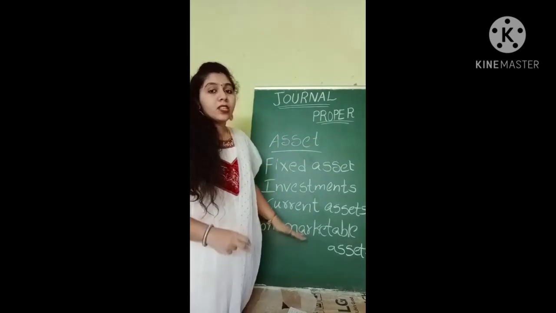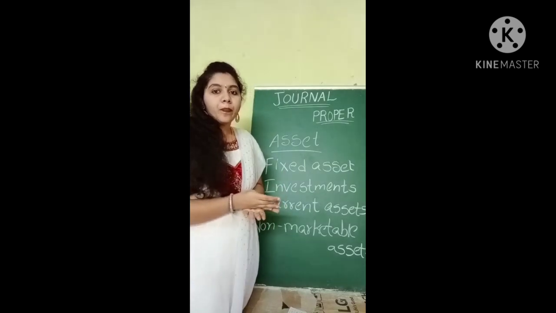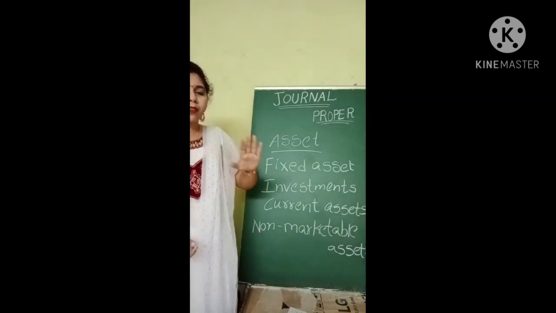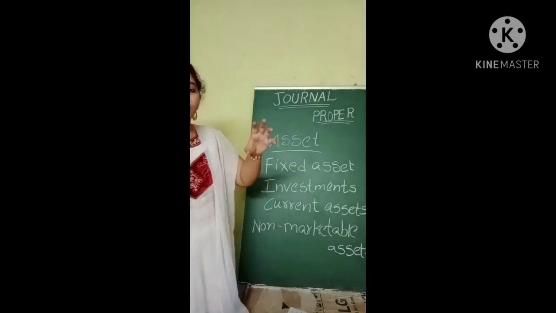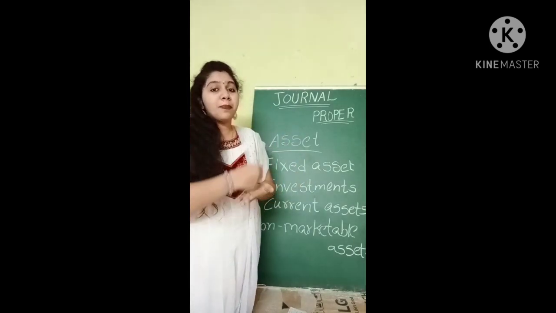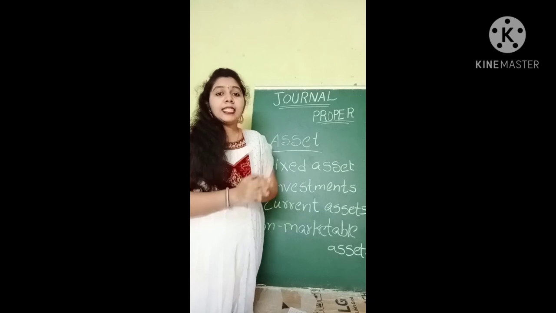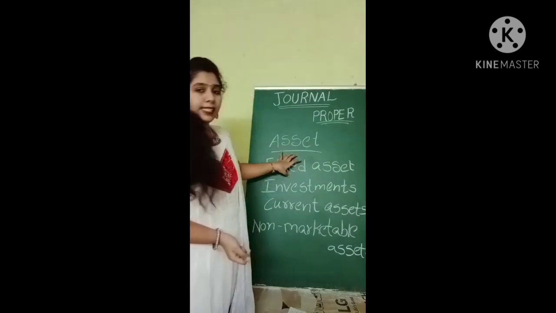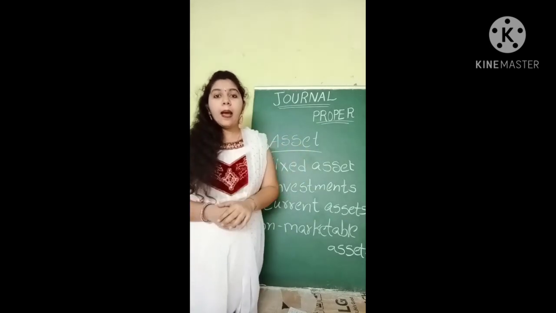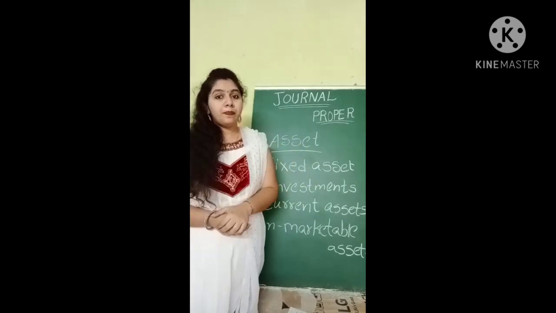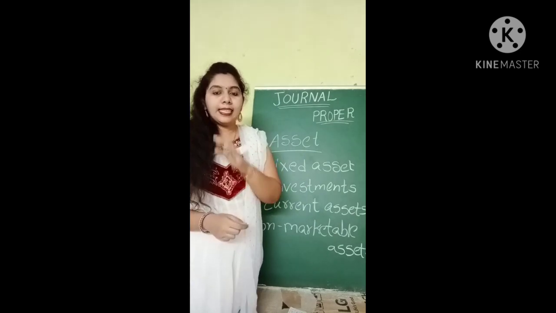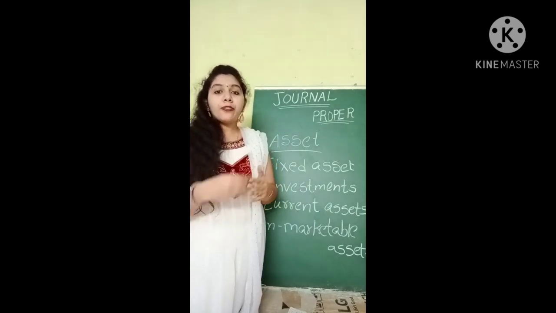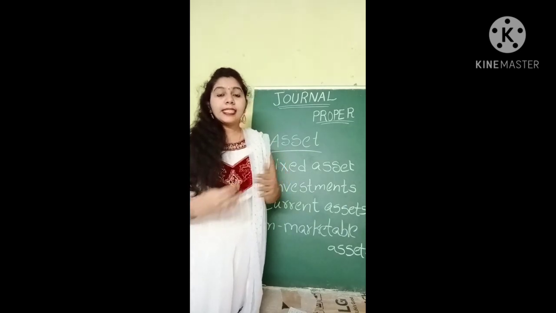And these 4 categories are also subdivided. Mainly, assets means fixed assets, investments, current assets and non-marketable assets. These 4 have been subdivided into some parts. Let us discuss that. Fixed assets: plant, machinery, building, stamps, land. These are all fixed assets. Let us discuss them in an order.